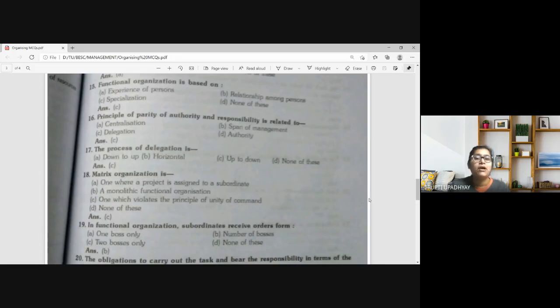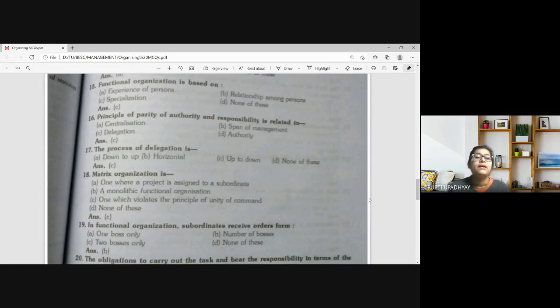Principle of parity of authority and responsibility is related to A, centralization, B, span of management, C, delegation, D, authority. Obviously, whenever a responsibility is given, an equal amount of authority should also be given. That's why only the task can be completed, and this is a principle of delegation.